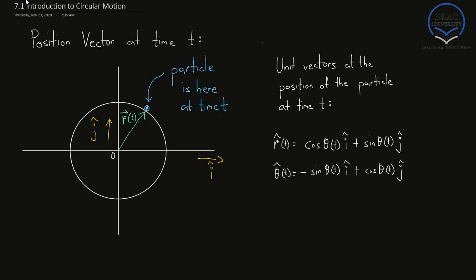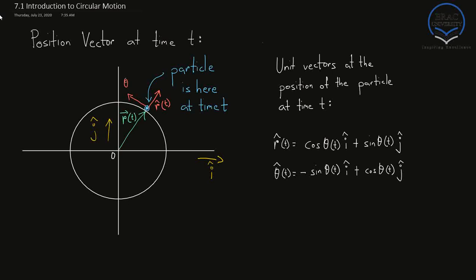Now what are the unit vectors at the position of the particle at time t? The particle is here at time t, and we would have a unit vector that looks like this. r hat would be 1. Of course, this is a function of time. What we mean is that at some other time, your particle would be at some other place, and then the r hat vector would look very different. So the unit vector at the position of the particle changes with time. You would also have another theta hat of t vector that looks like this.